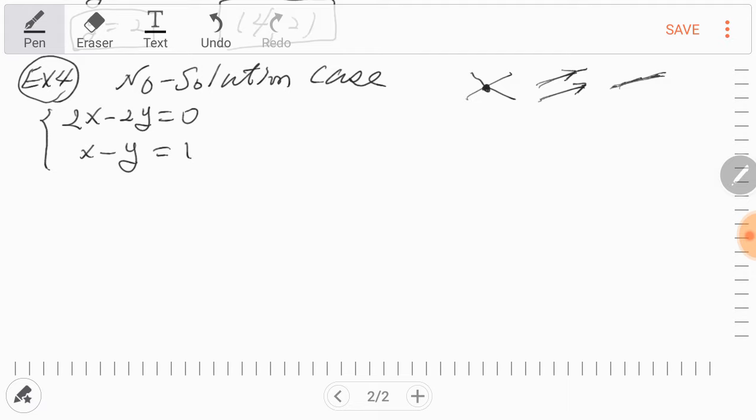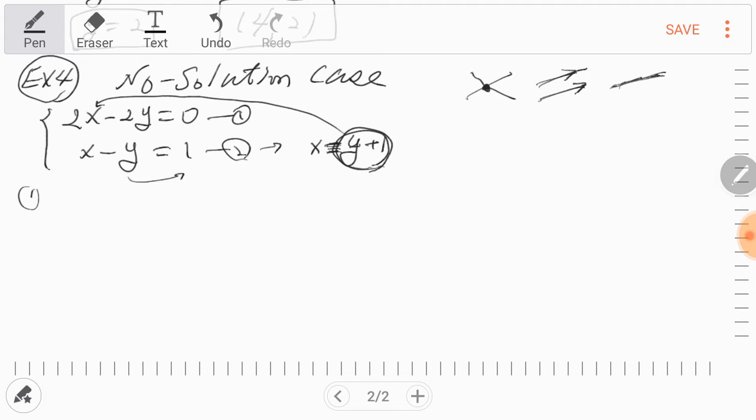So let's check what happens to this one. Okay, let's use the substitution method. So this time it is better to change the second equation. From the second equation, okay, we can write as x equals something. So x equals, move negative y to the other side, then plus y, positive y, plus 1. And then substitute, okay, from the second equation we got x equals something. Then substitute this y plus 1 for x in the first equation.